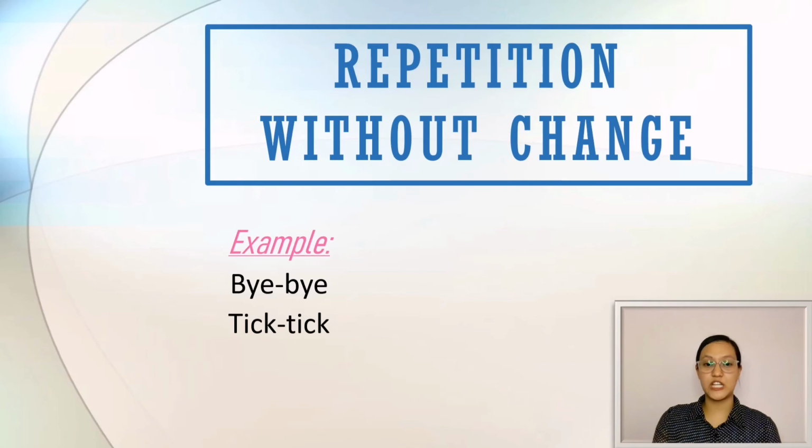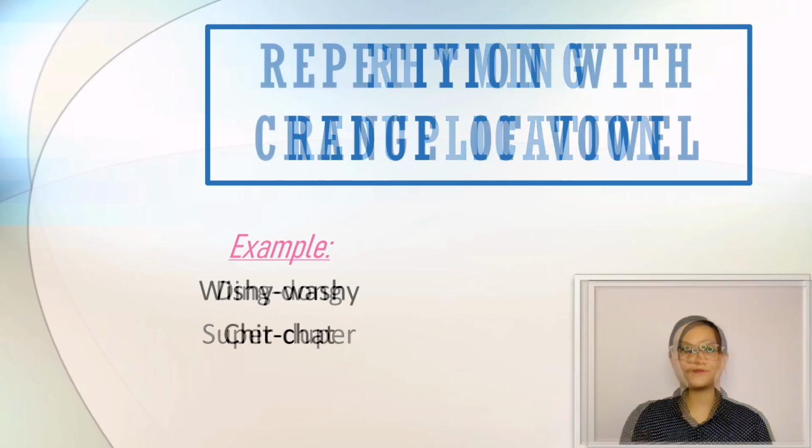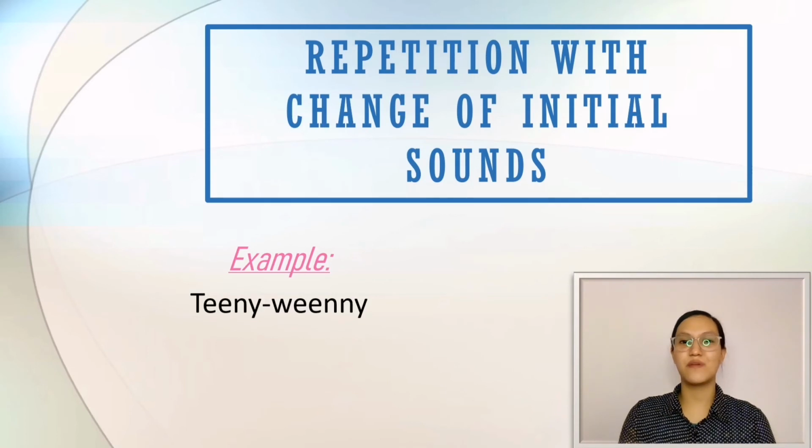Repetition without change is basically just like bye-bye and tick-tick. So there's no change at all. The word is just repeated. Next, rhyming reduplication, like ding-dong and super-duper. Repetition with change of vowel, like wishy-washy and chit-chat. Lastly, repetition with change of initial sounds, like teeny-weeny. Can you also think of an example of reduplication?